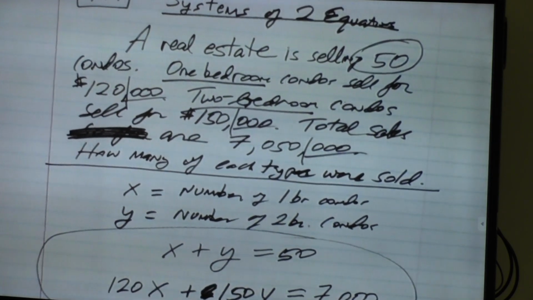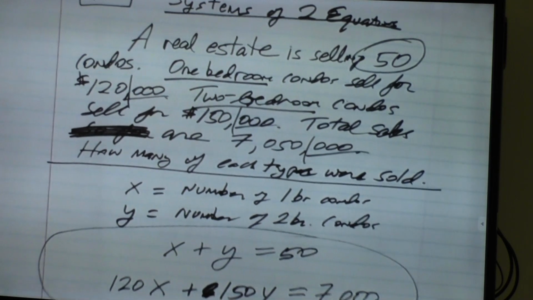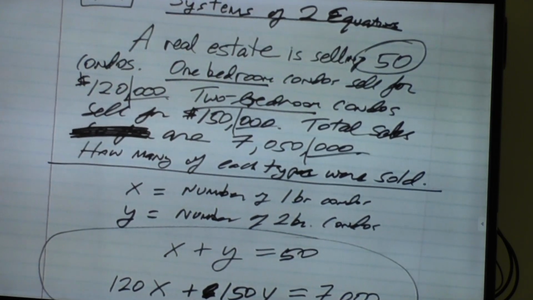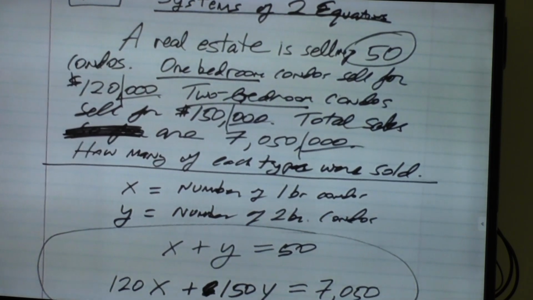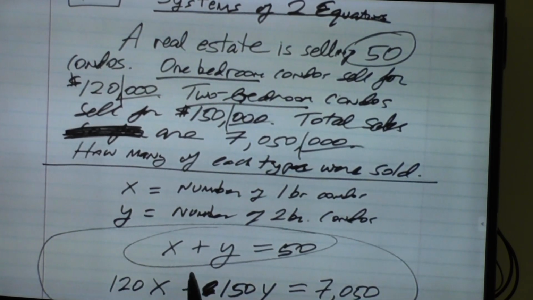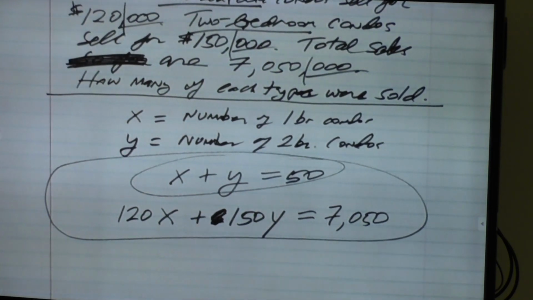Now I have two equations. Now it's just simply an elimination or a substitution, whatever way you prefer doing it. It's just personal preference. I prefer elimination, so I'll do that. I'm going to take this one, and I'm going to multiply the whole thing, every number, by 120 so I can get rid of the x's.